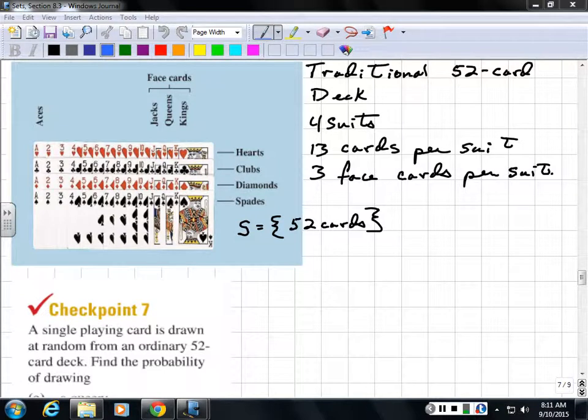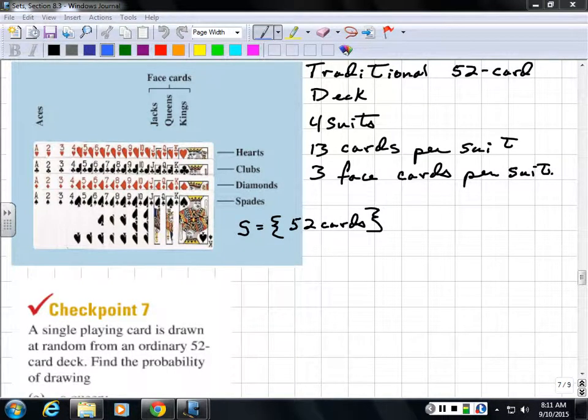There are 4 suits. There are 13 cards per suit. It goes from ace to king. There are 3 face cards, jack, queen, king. Depending on the game that you're playing, the ace can either be used as a 1 or as a 14. When we say 14, we mean that it can go with the face cards jack, queen, and king, but it is not a face card. Okay, it is a numeral card.